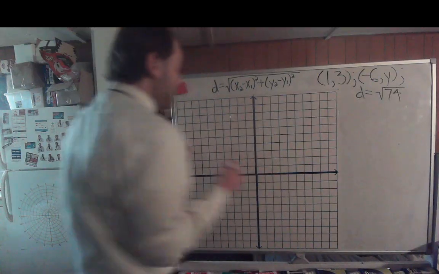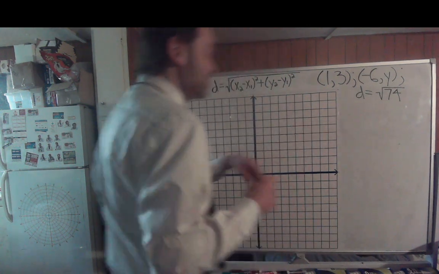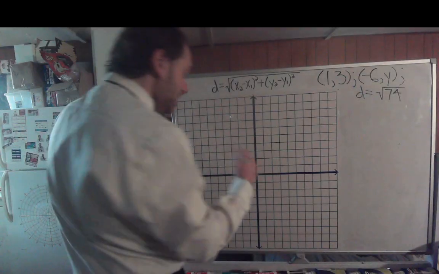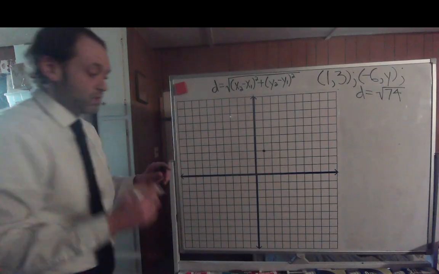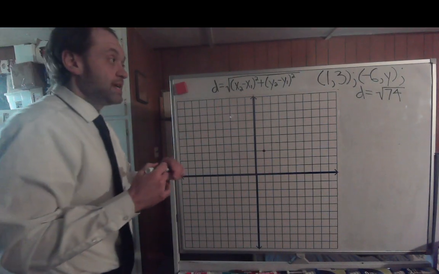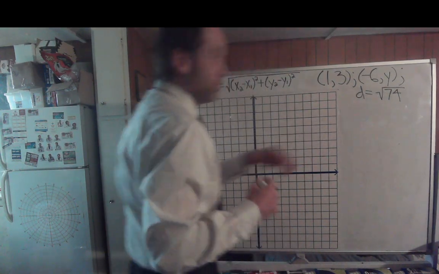Alright, so I have the coordinates 1, 3, and then negative 6, y. We don't know that y coordinate, but the distance is the square root of 74. I'm going to plot 1, 3 just so I can graphically represent what's going on. Now, let's input everything into our distance formula and set that equal to the square root of 74.